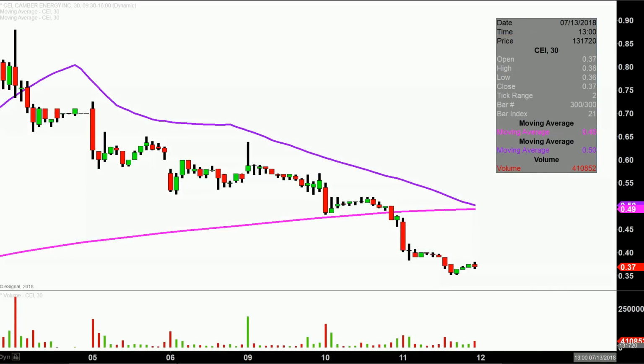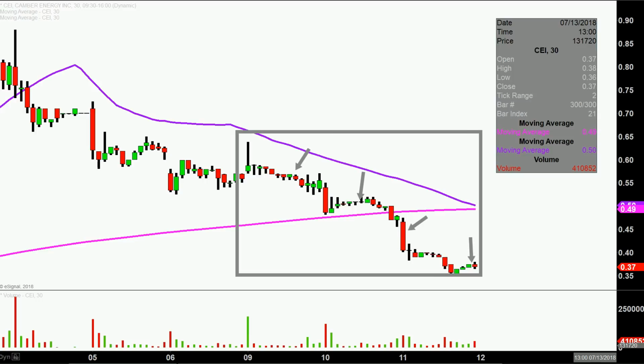Real quick, what do I mean by 30-minute in case maybe you're new to charts? Instead of each one of these candlesticks here representing 1 day's worth of price action, which is what you would normally see, each one represents 30 minutes. So while this here may look like a few weeks worth of time, actually it's just the past few days broken down into 30-minute time slices.